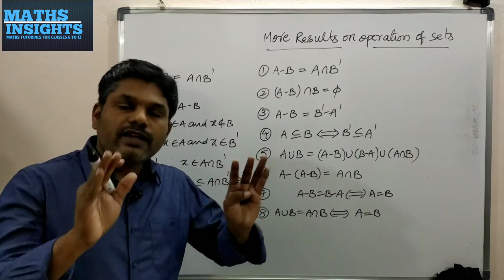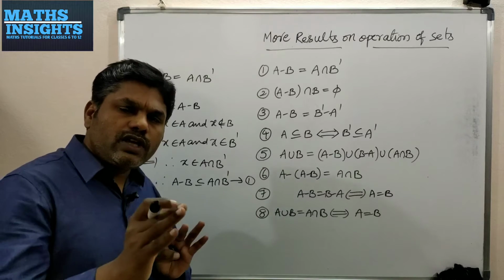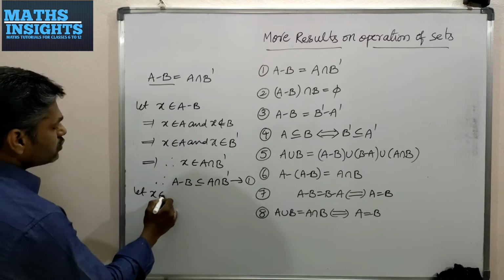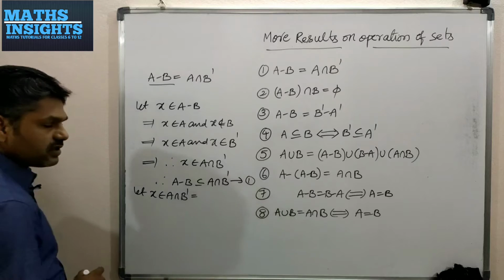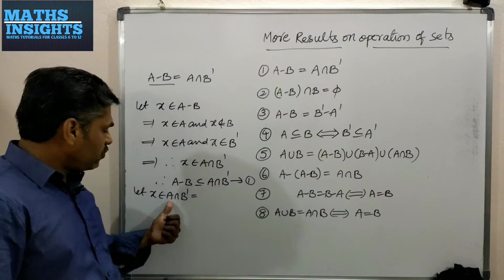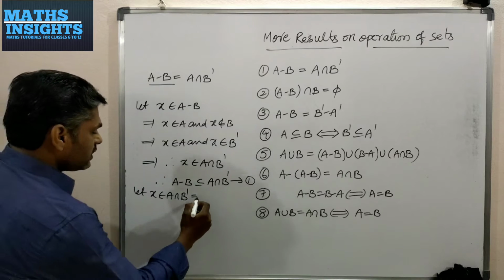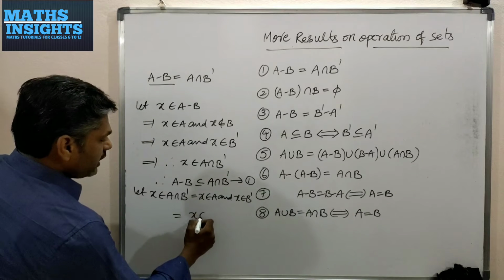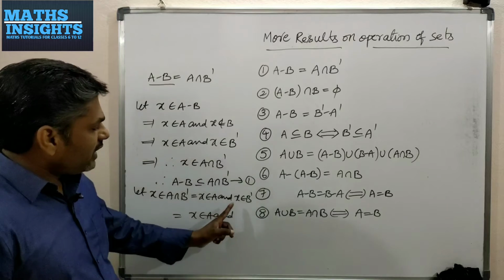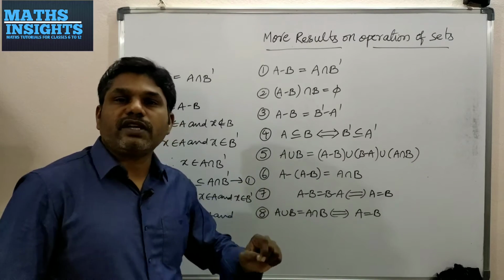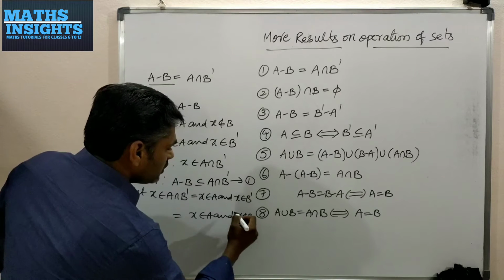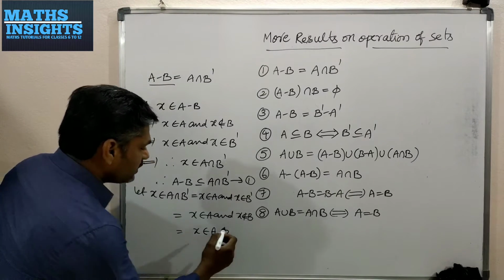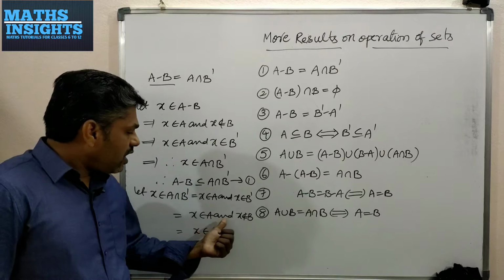Similarly, I will take one element in the second set and prove that the element is also in the first set. Let x belong to a intersection b dash. That means if it is in the intersection of two sets, it will be in both sets. That means x belongs to a and x belongs to b dash. That implies x belongs to a and if x is in b dash, it will not be in b. Therefore x does not belong to b. Therefore x belongs to a minus b.